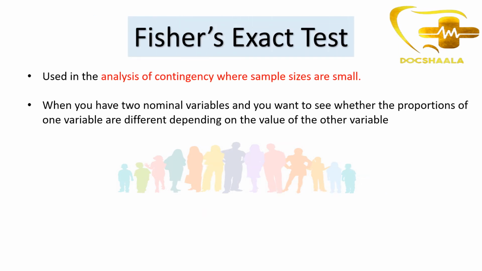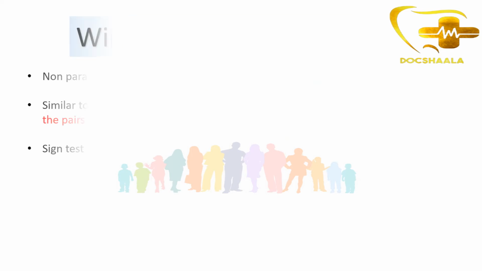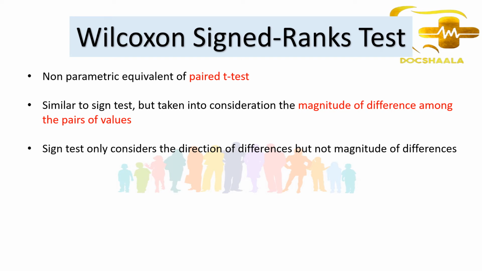Then coming to Fisher's exact test, it is used in the analysis of contingency tables where sample sizes are small. When you have two nominal variables, you want to see whether the proportions of one variable are different depending on the value of the other variable. So it is very simple. Two variables in a small sample, and we are comparing both of them.